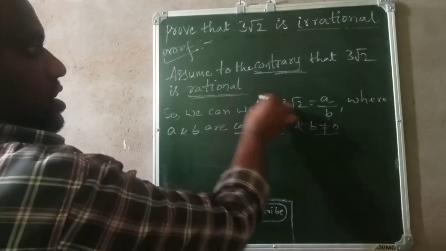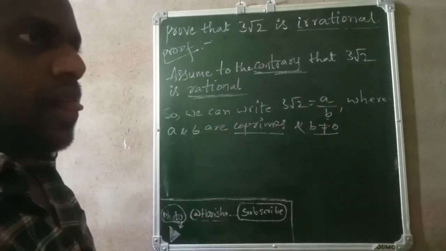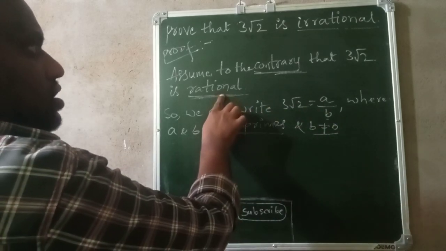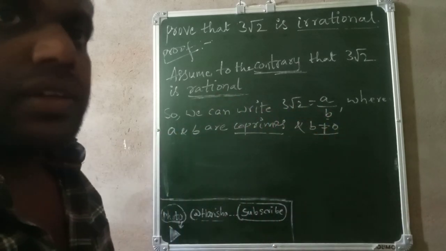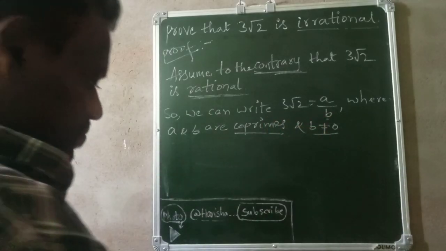The rational number definition is this and this. Using this, we have written this. When this is rational, we can write like this. So that is the meaning. Don't confuse how we got this sentence.